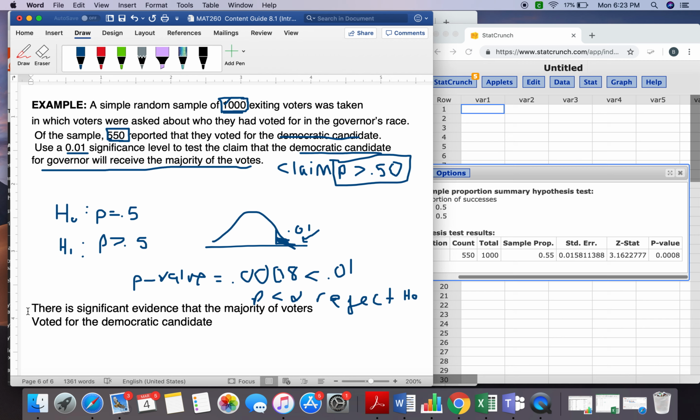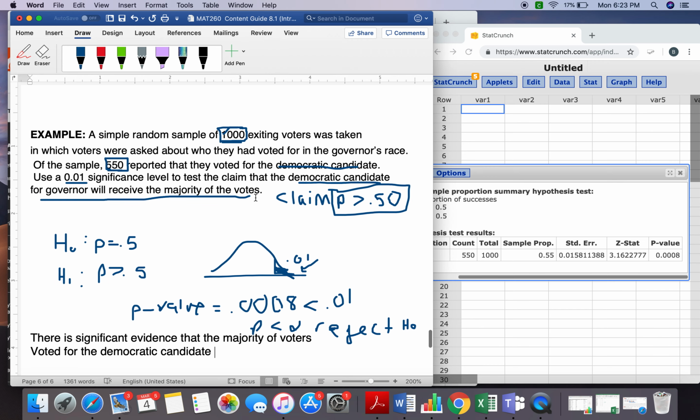So this is our conclusion. Based on our hypothesis test, we rejected the null, so we can say there is significant evidence that the majority of voters voted for the Democratic candidate. So there was enough evidence to support our claim. So that is how you do hypothesis testing with proportions in StatCrunch.